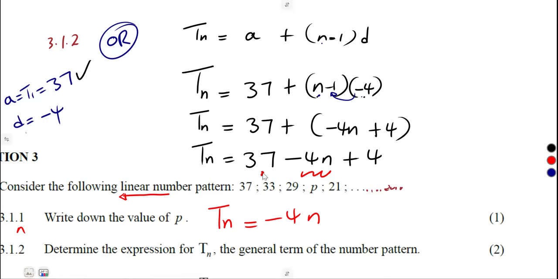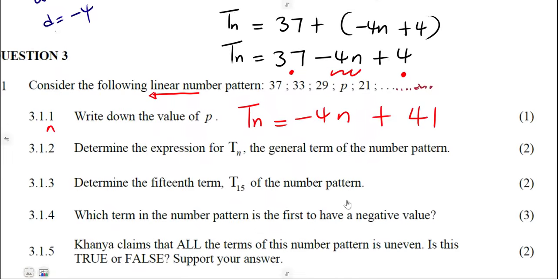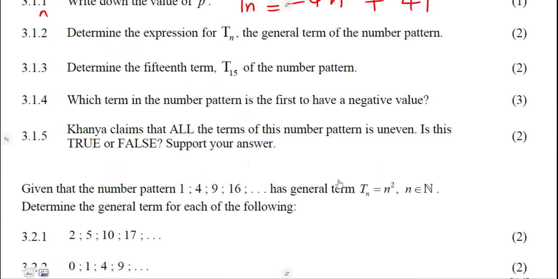Then we add 37 plus 4. That was going to give us what? That was going to give us 41, just like the previous case. As we can see, we are obtaining the same Tn just like the previous one. All right, so there are many ways that you can answer this type of question.